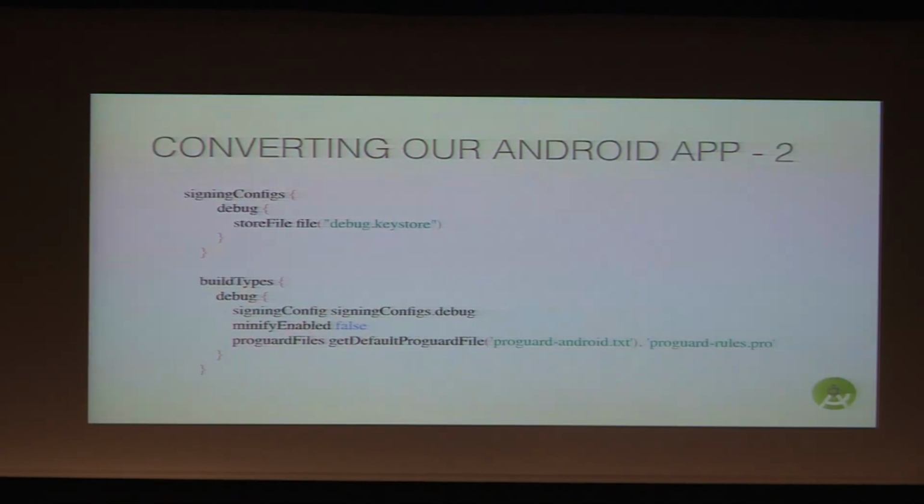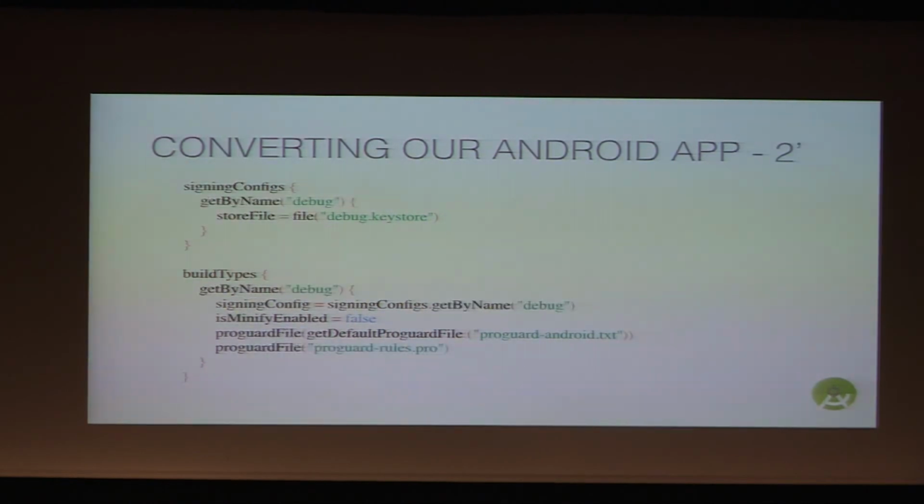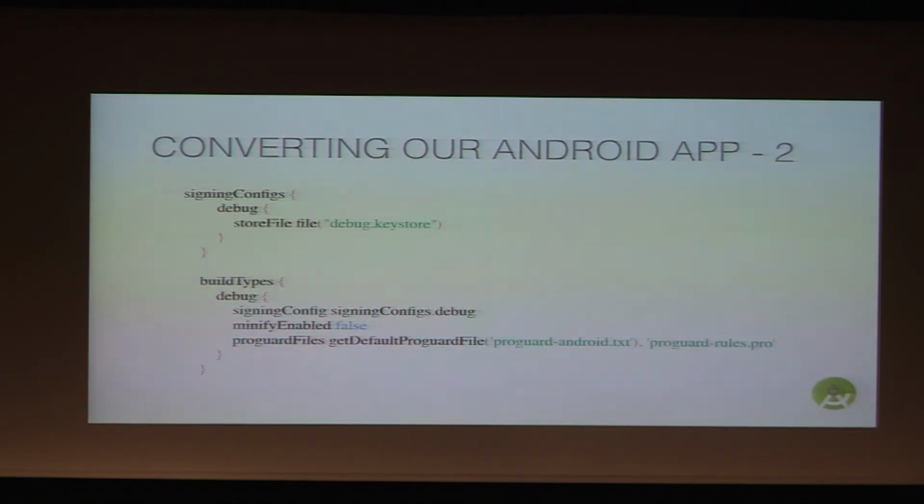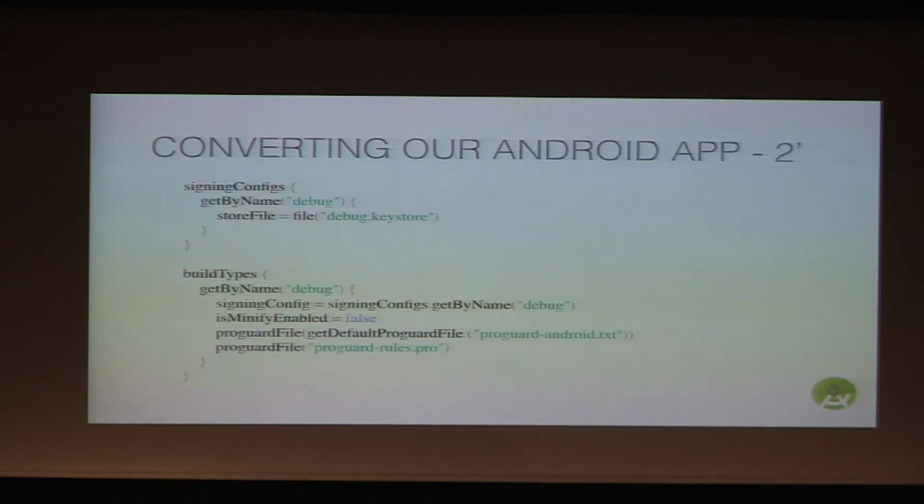Signing configs and build types change a little bit. This is the Groovy version again, and now the Kotlin version, where we don't have a way to call a string directly, because if we wanted to have that in Kotlin, we'd have to write debug somewhere. It should be a function, and you want to be able to define it dynamically. So here it becomes a function. getByName will be the function that we use to find our signing config of debug.